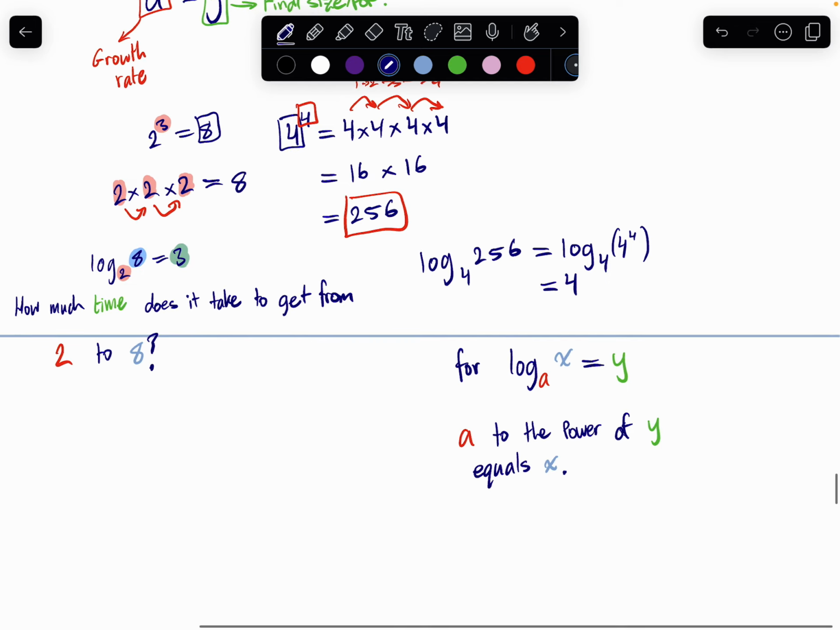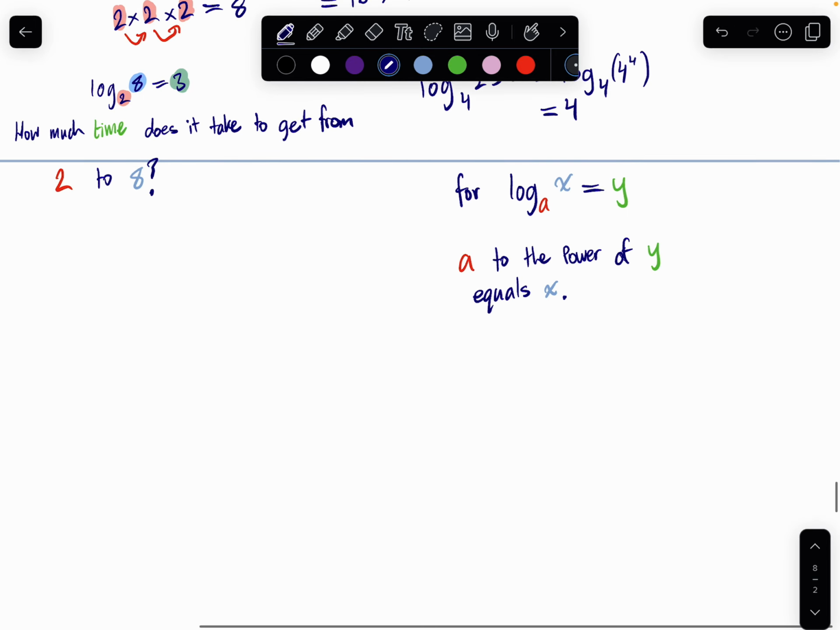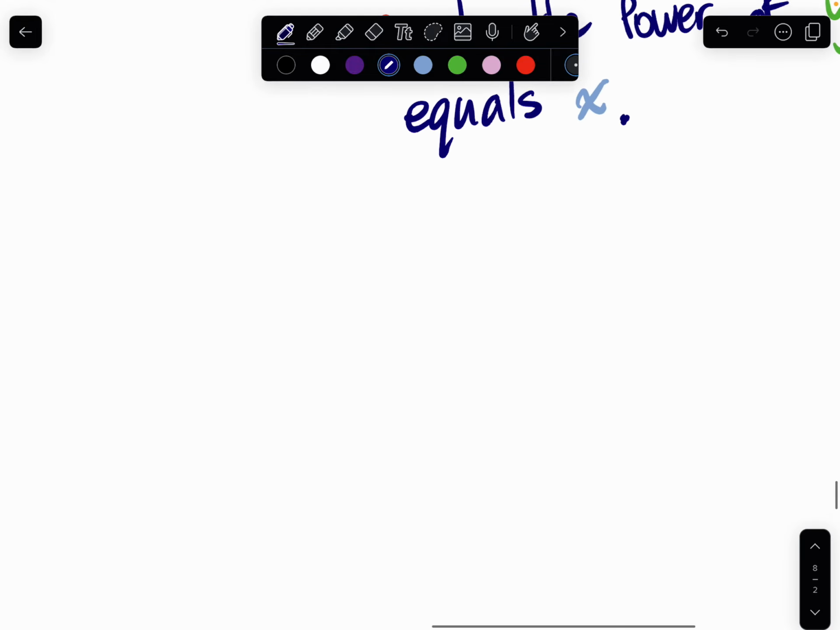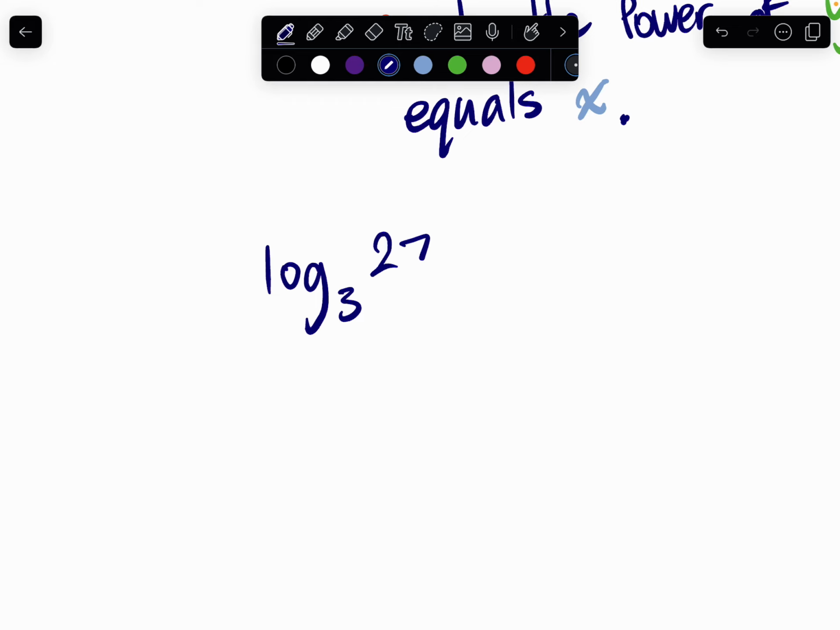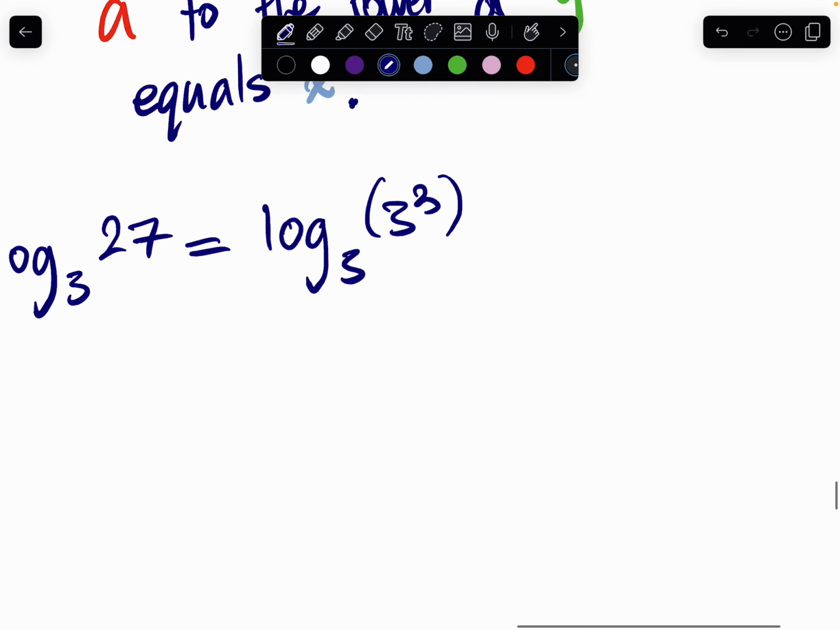Now with this understanding, we can try to solve another question to round off the introduction. Let's say we have log base 3 of 27 equals log base 3 of 3 to the power of 3. And so if 27 is 3 to the power of 3, then our answer is going to be 3, right?